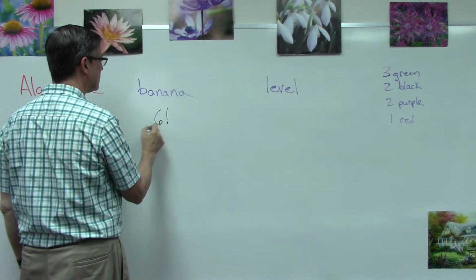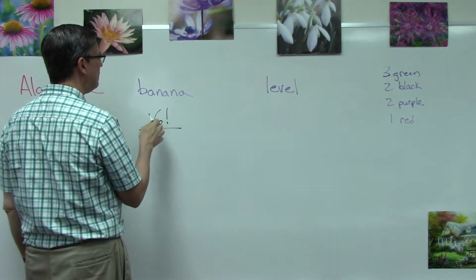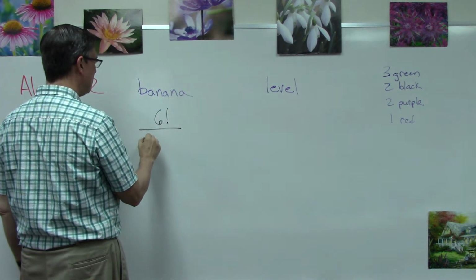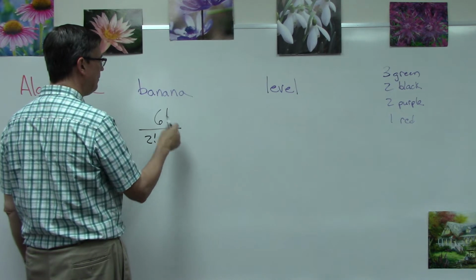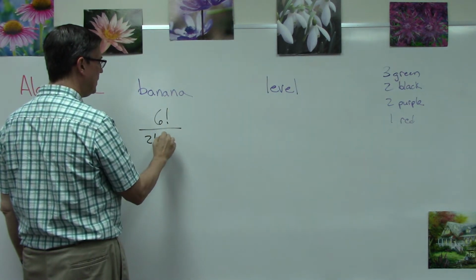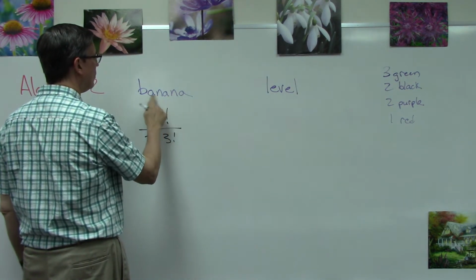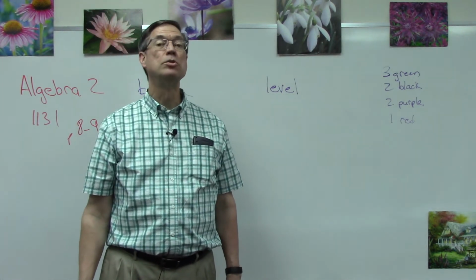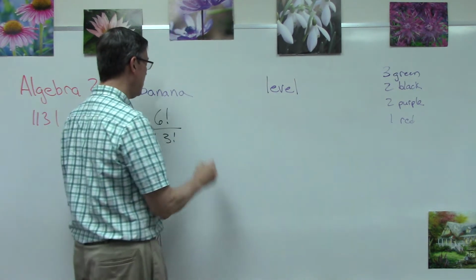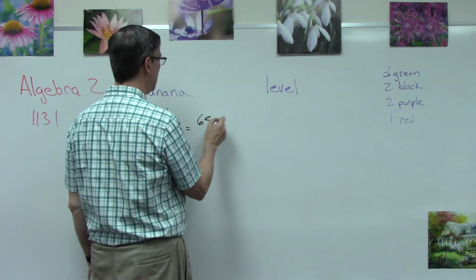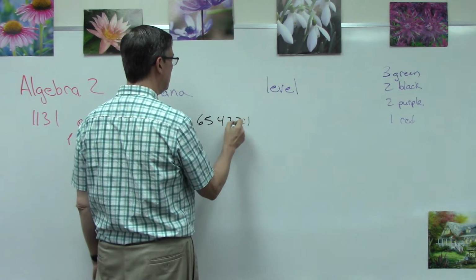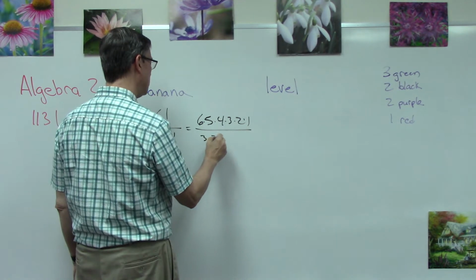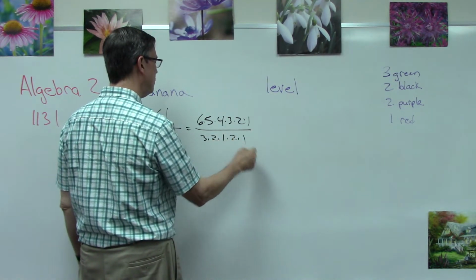So we were going to do 6 factorial on the top, but then any that are repeated, like N shows up twice, so I'm going to do 2 factorial on the bottom. A is repeated 3 times, so I'm going to do 3 factorial on the bottom. So the total number of ways possible, and watch this, 6 times 5 times 4 times 3 times 2 times 1. On the bottom, I'm going to do 3 times 2 times 1 times 2 times 1.